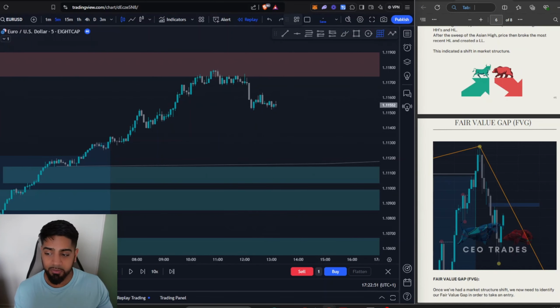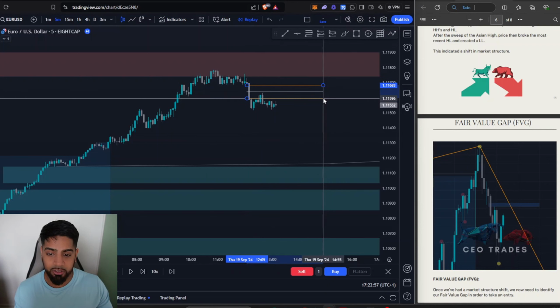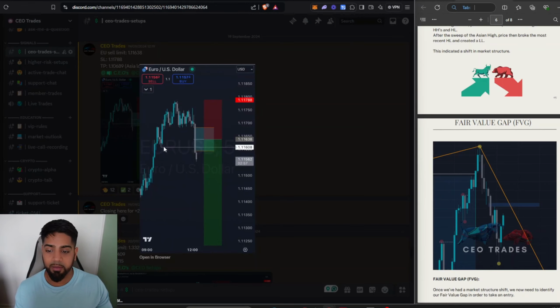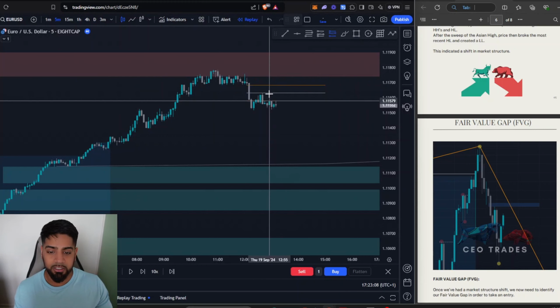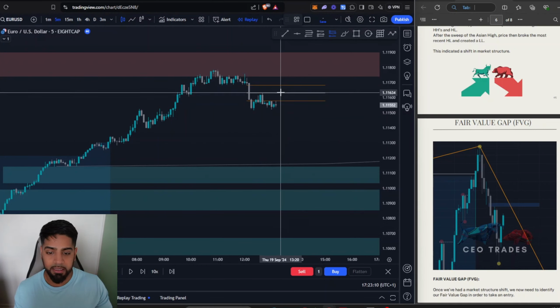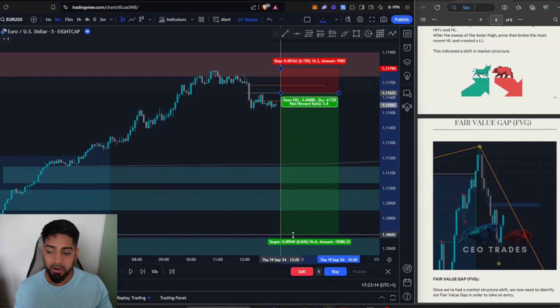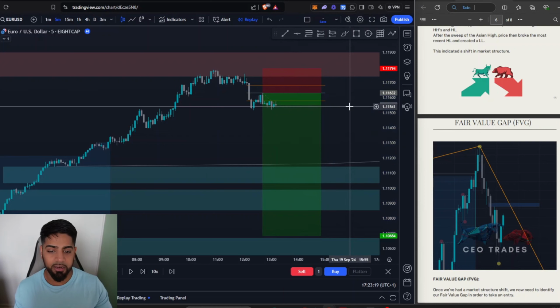Now in this instance, we had this fair value gap right here identified as our entry, and we actually took our position at the 50%. So now, as we can see, this is where I sent the trade into the VIP group: market structure shift, entry at the fair value gap, and we took our entry right there, and then stops go just above the high, and we were targeting the Asia lows. And as we can see, we got tapped into this trade with absolutely minimal drawdown.